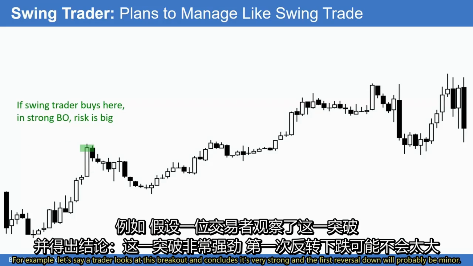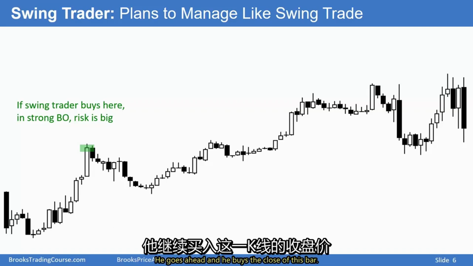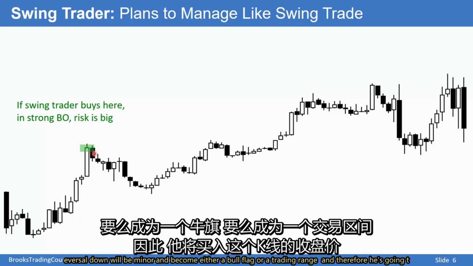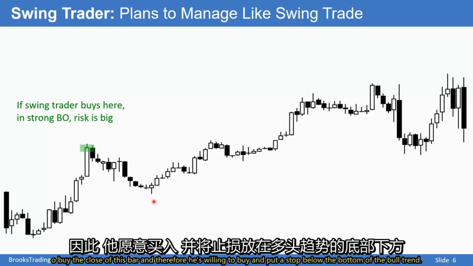For example, let's say a trader looks at this breakout and concludes it's very strong, and the first reversal down will probably be minor. He goes ahead and he buys the close of this bar. He knows it's consecutive buy climaxes here, here, here, and here. However, he assumes that any reversal down will be minor and become either a bull flag or a trading range, and therefore he's willing to buy and put a stop below the bottom of the bull trend.